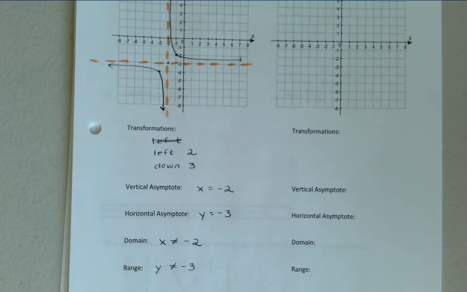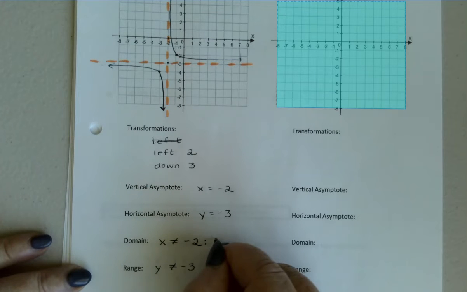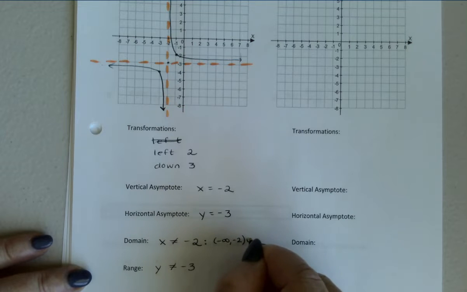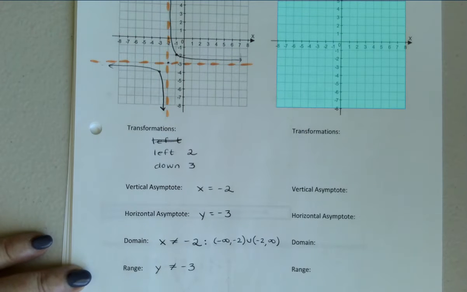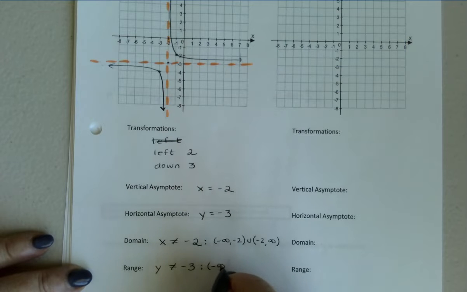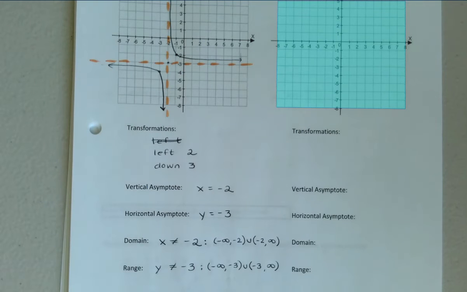If I wanted to be a little bit more mathematical about this, I could write them in interval notation. From -infinity to -2, and I kind of jump over that -2 and go from -2 to infinity. And same idea here for the range. I could go from -infinity to -3, hop over that -3, and then go on to positive infinity.